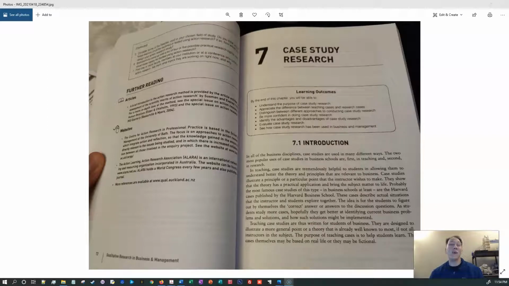Welcome back, and this week we're going to talk about some articles about ethnography. But before we get to ethnography, we're going to begin with a chapter on case study research that's in your textbook. What I mainly want to draw your attention to is that you can skim this chapter and understand a little bit about what case studies are used for.